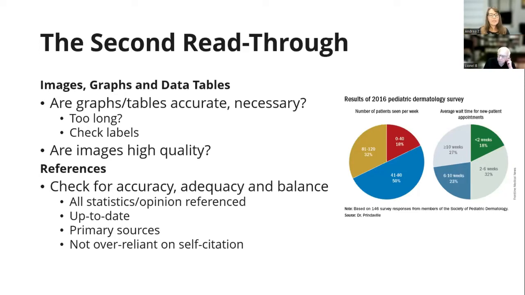Again, check references for accuracy, adequacy, and balance, making sure that they're not over-citing themselves a lot, and that they're using primary sources, especially if you're reviewing a review article. That's one of my biggest pet peeves, people referring to other review articles for their review article. That should be giving credit to the people that did the primary research. So if you notice that, make sure that that's the case.